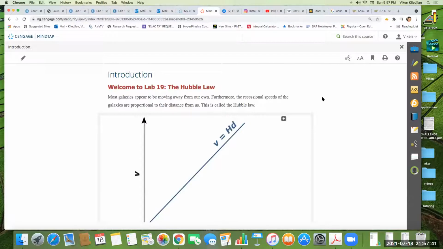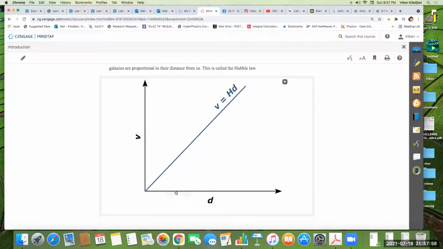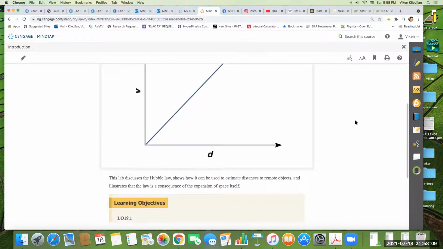Okay, most galaxies appear to be moving away from our own. Furthermore, the recessional speeds of the galaxies are proportional to their distance from us. This is what came to be known as the Hubble law. Velocity of recession is proportional to the distance of the galaxy from us, and the constant of that proportionality, h, is known as the Hubble constant or the Hubble parameter. This lab discusses the Hubble law, shows us how it can be used to estimate distances to remote objects, and illustrates that the law is a consequence of the expansion of space itself.